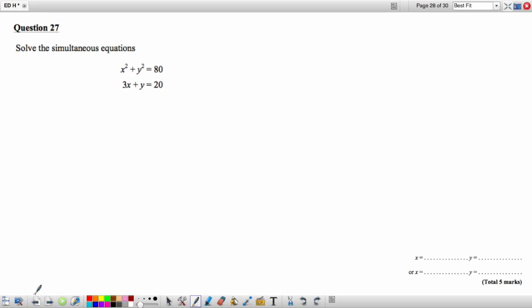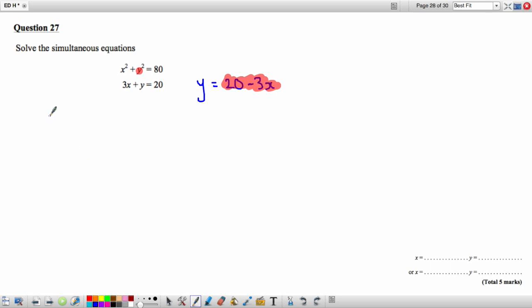Question 27. Solve the simultaneous equations. One is quadratic and one is linear. Our first step is to get this linear equation equal to y or x. Since y is already on its own, let's make this equal to y. So 20 subtract 3x, just by moving the 3x to the right-hand side by dividing. We're then going to substitute this value, the 20 subtract 3x, into here.